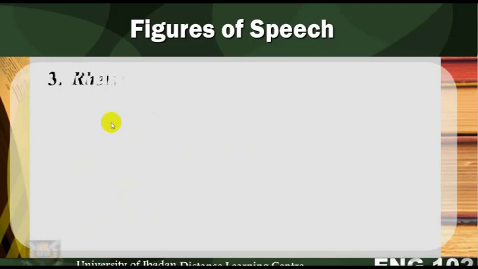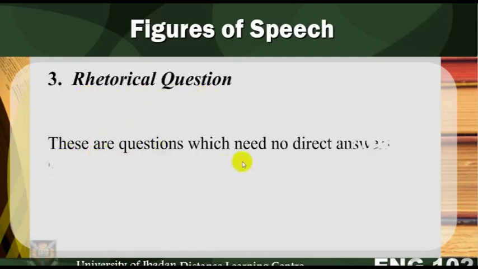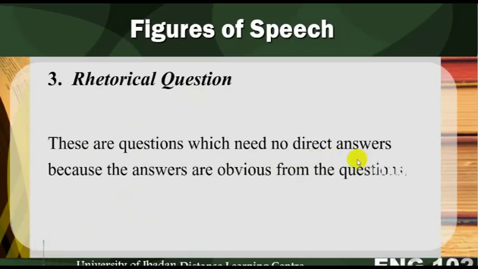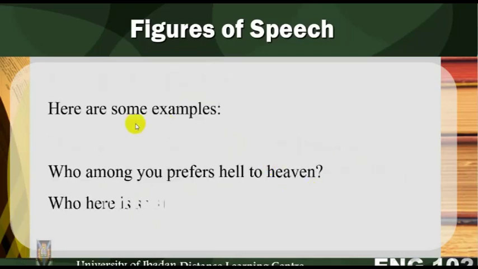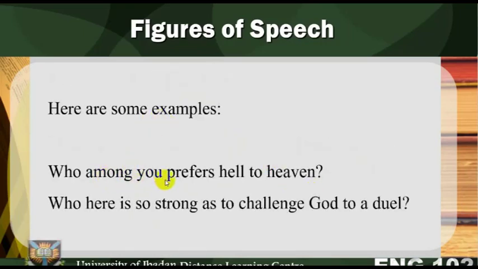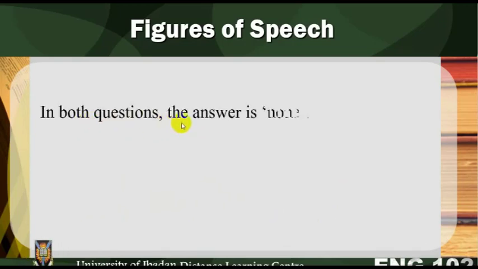3. Rhetorical question. These are questions which need no direct answers because the answers are obvious from the questions. Here are some examples. A. Who among you prefers hell to heaven? B. Who here is so strong as to challenge God to a duel? In both questions, the answer is none.